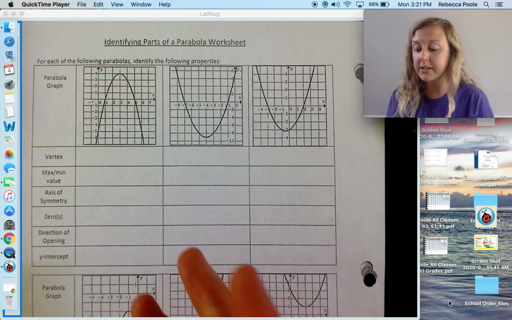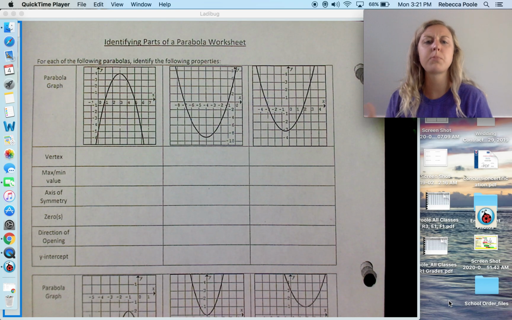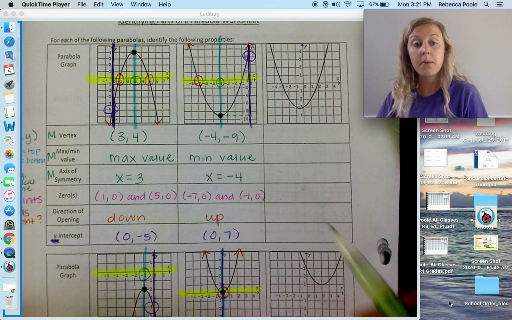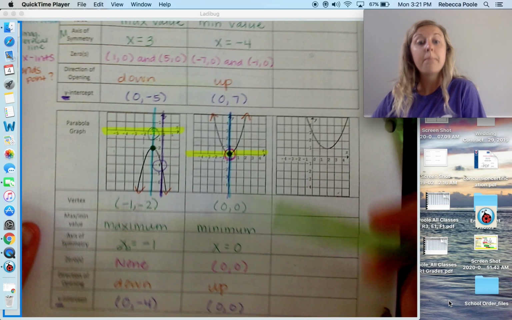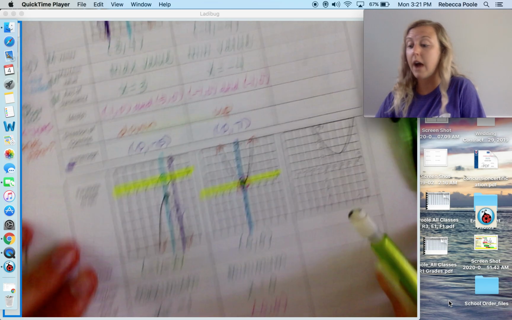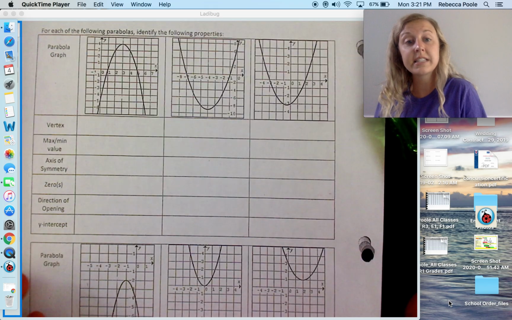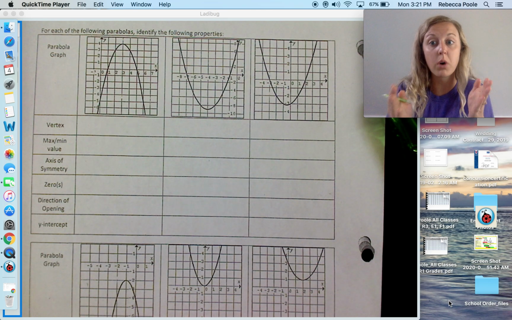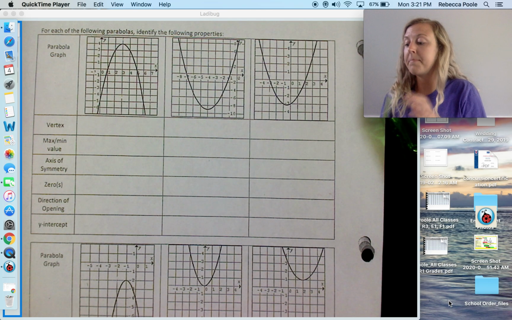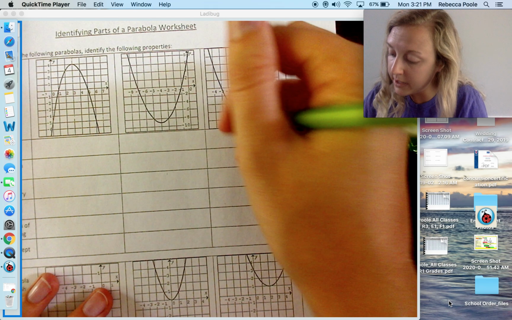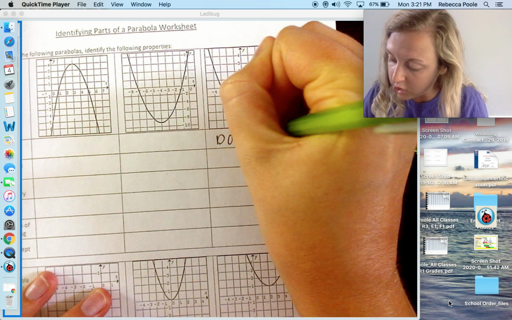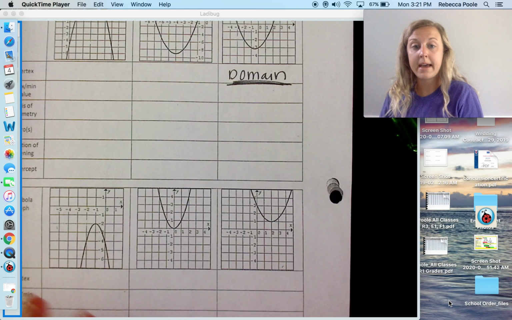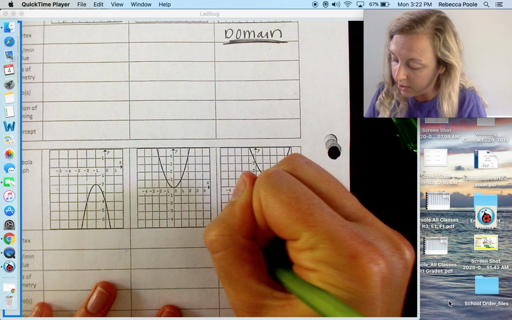Now, if you look at this worksheet, you're like, what do you mean, Miss Poole? We've already filled it all in, okay? This is the same note sheet from Monday and Tuesday, but it does look full already, so I'm going to use this other one to teach you, just so you can see what a blank canvas will look like. The last two features I have to show you how to find are the domain and the range.